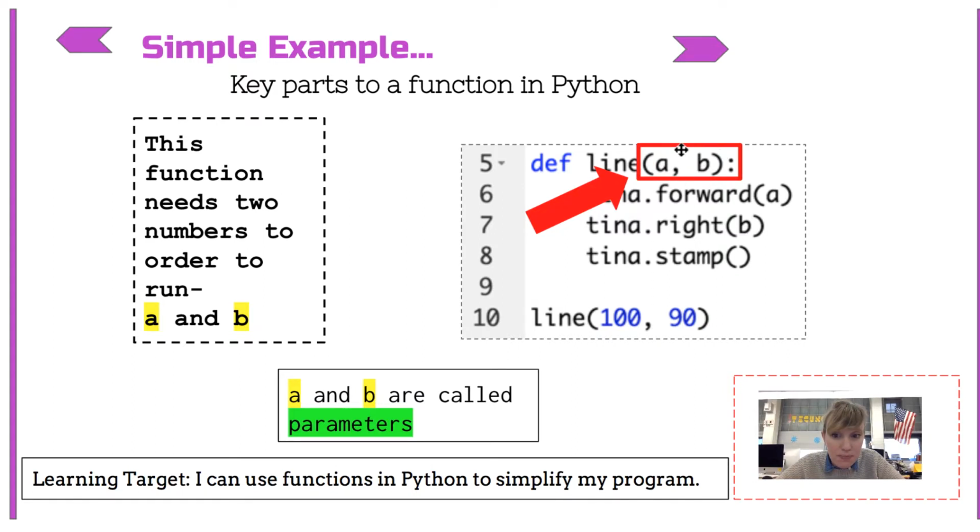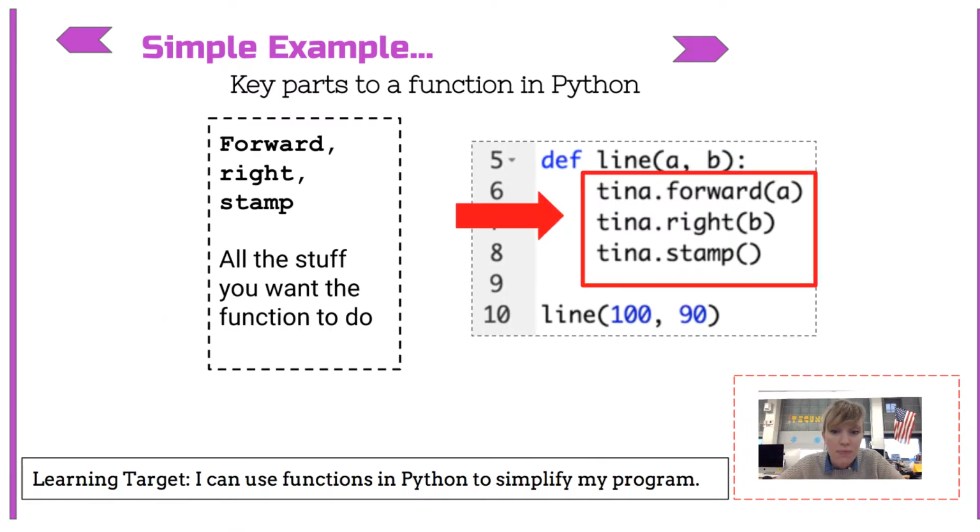So these are going to be the letters that represent the numbers later on. But if you do have them, those are called parameters. Okay, so a and b are called parameters.